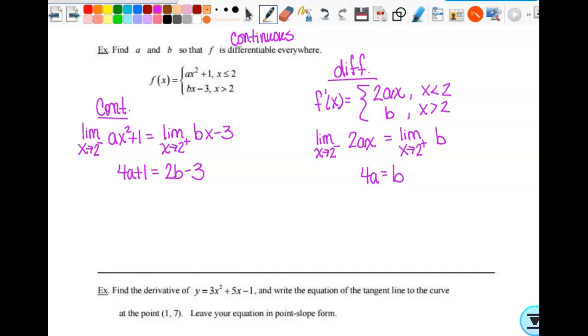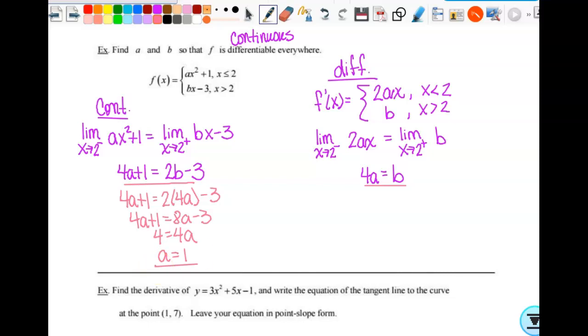Everybody with me so far? And then we're going to substitute, yes. So now I'm going to take this. I have 2 equations, and I have 2 variables. 4a equals b. So that means that 4a plus 1 equals 2 times 4a minus 3. So 4a plus 1 equals 8a minus 3. So I get 4 equals 4a. So a equals 1. We all good with that?